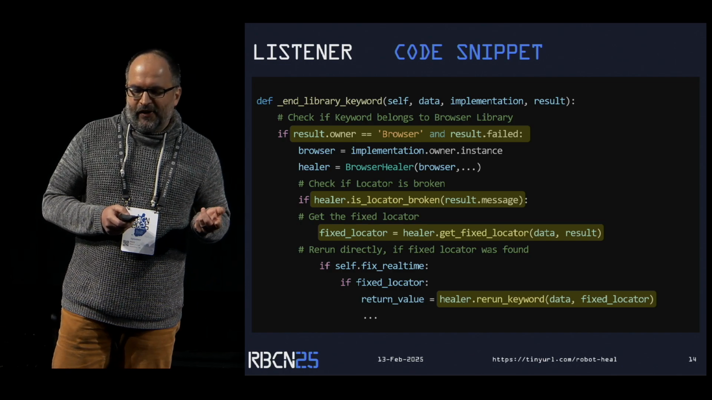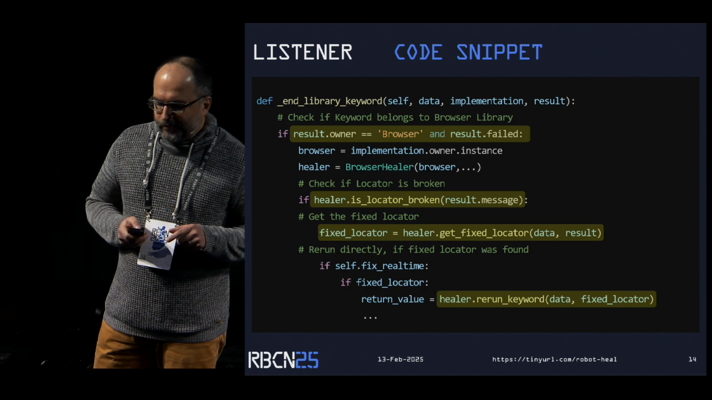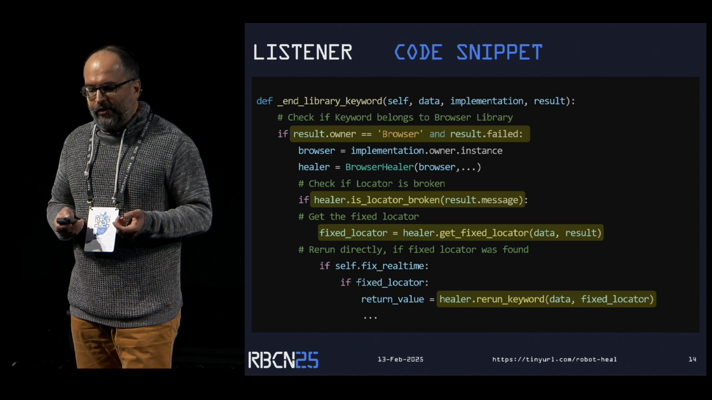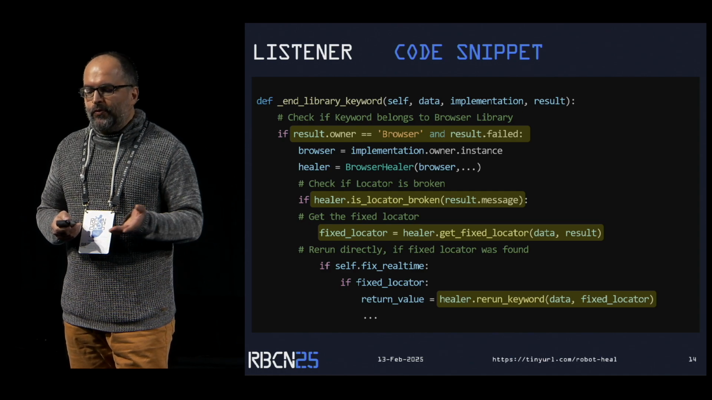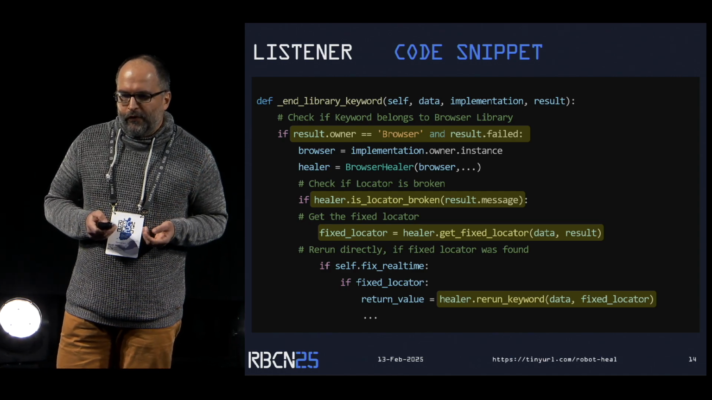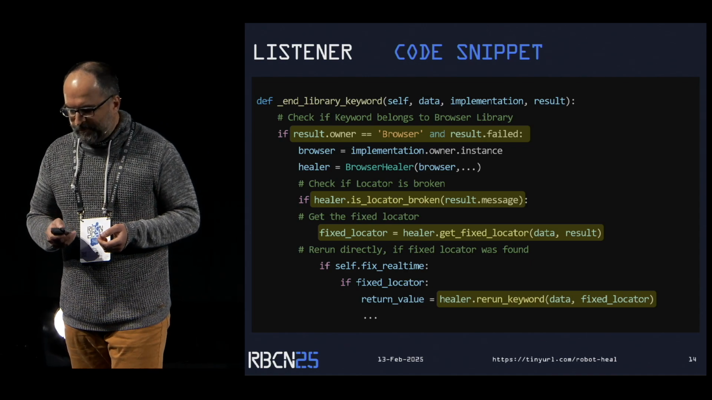Then I'm checking next, is the locator broken? Yeah, this is the next highlighted row. And if it's broken, well, then I will try to get a fixed locator. And if I got the fixed locator, I will try to rerun the fixed locator. So this is just the code from the listener's point of view. Very straightforward, I would say.